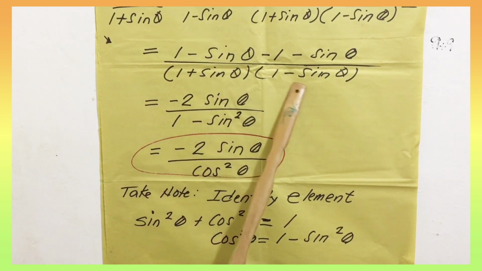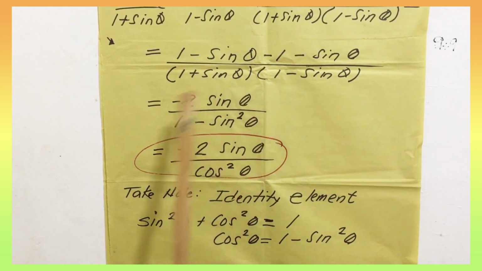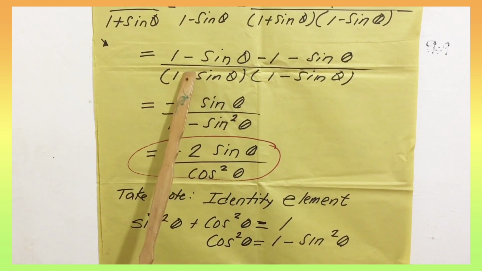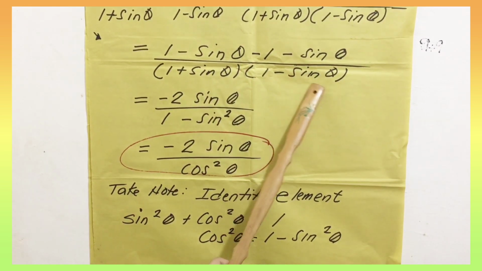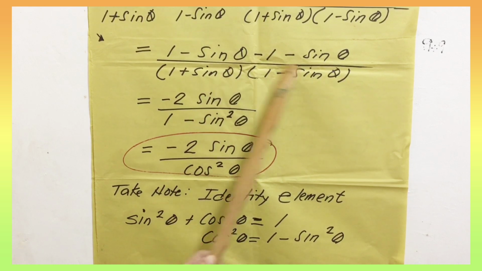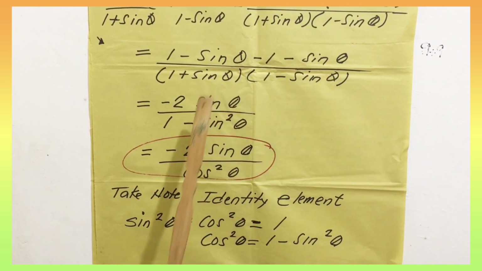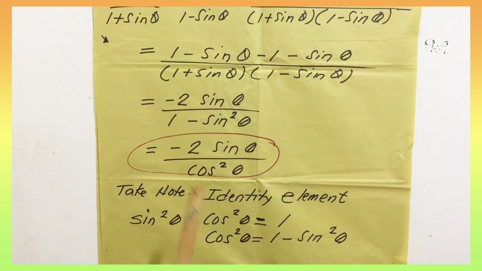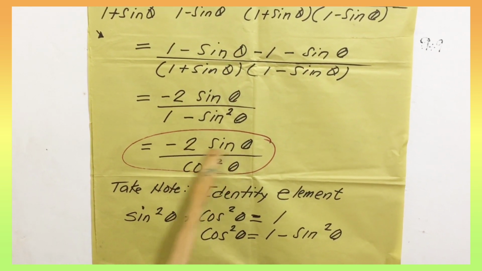And the denominator, we're going to multiply now. It becomes 1 times 1 equals 1. Since positive and negative, directly we're going to multiply that. Positive times negative equals negative. In sine theta, we're going to add the exponent if we're going to multiply. So that's why we have sine squared theta. Then negative 2 sine theta, the numerator is already simplified.